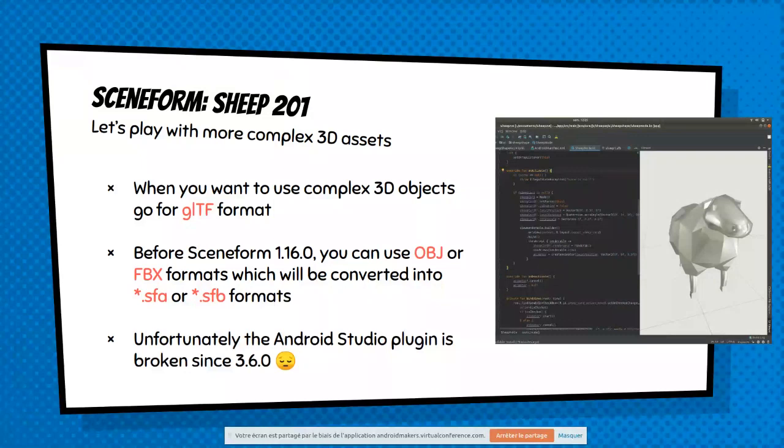Before Sceneform 1.16, you were able to use OBJ or FBX formats, which would be converted into SFA or SFB format, which will be interpreted by ARCore and Sceneform. But unfortunately, this is broken since Android Studio 3.6, so you cannot import OBJ and FBX formats if you are on this version. But you can import some assets using Android Studio 3.5 and earlier.